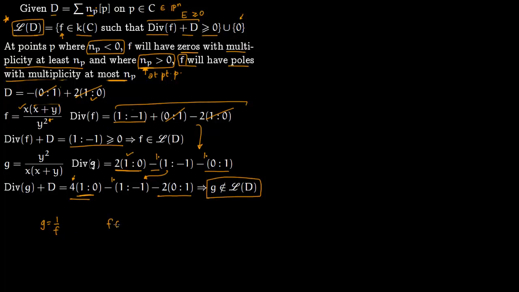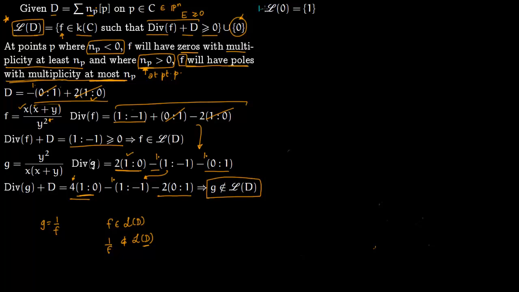So notice that f lies in here, but this 1 over f does not lie in this for our given divisor D, which is minus 1 times a point and then plus 2 times a point. So let us see some more properties. Let us see some properties of the space L(D).